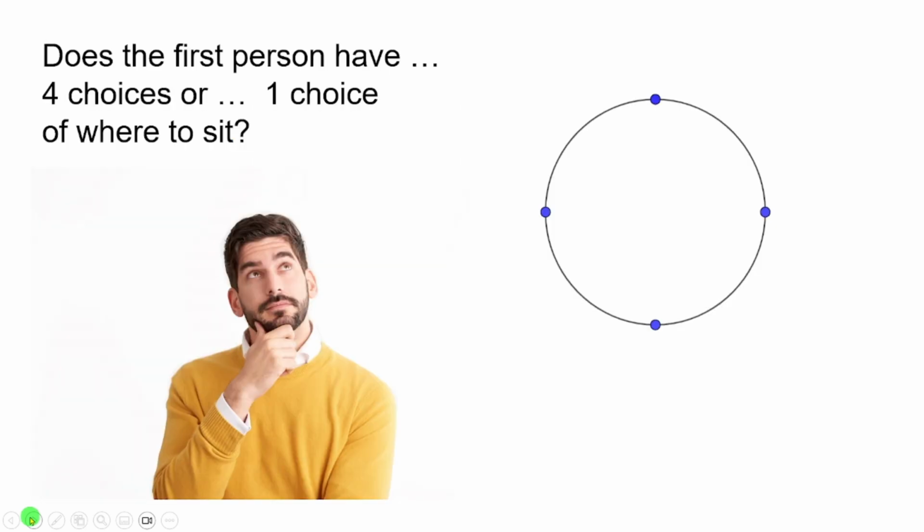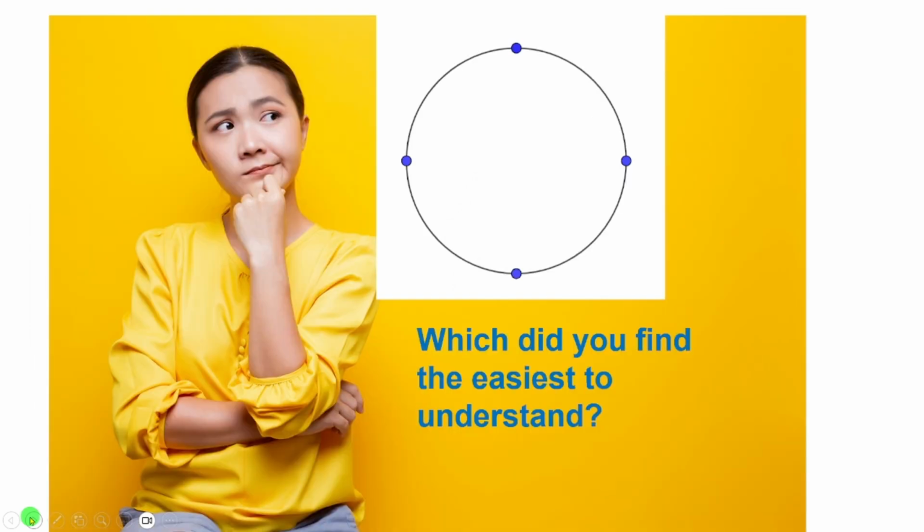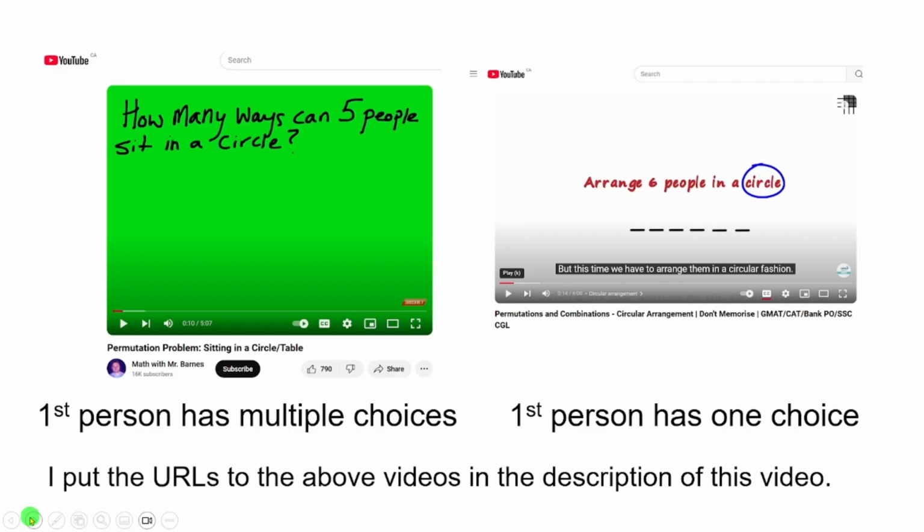Does the first person have 4 choices or 1 choice of where to sit? What do you think? And which did you find easiest to understand?